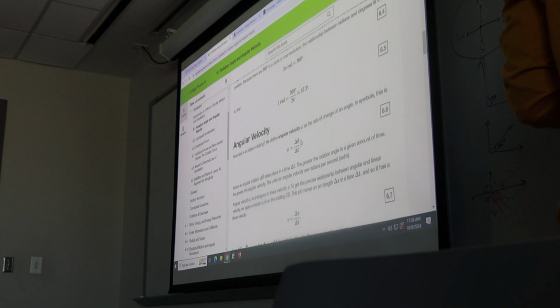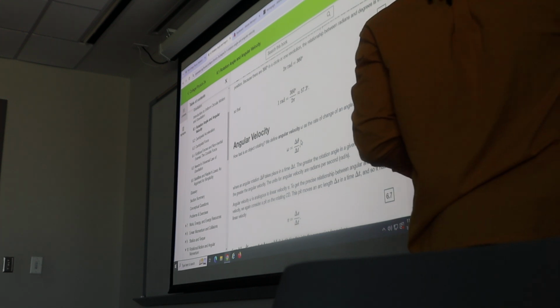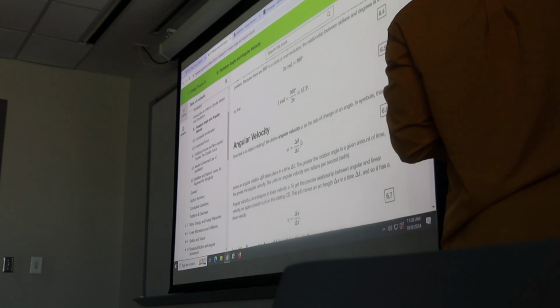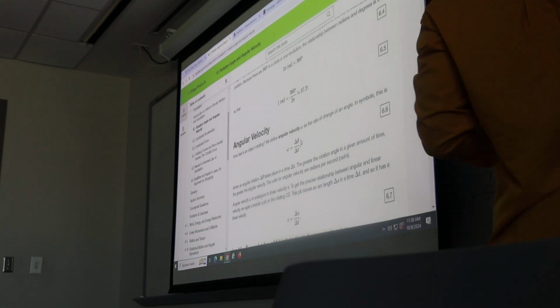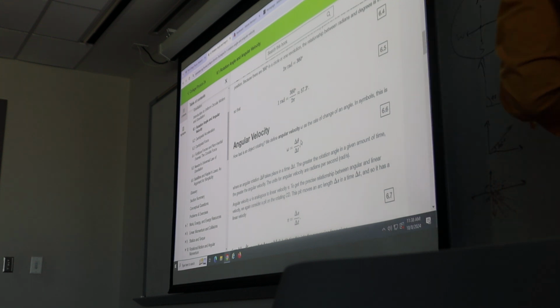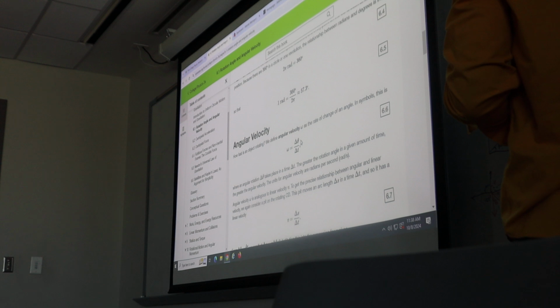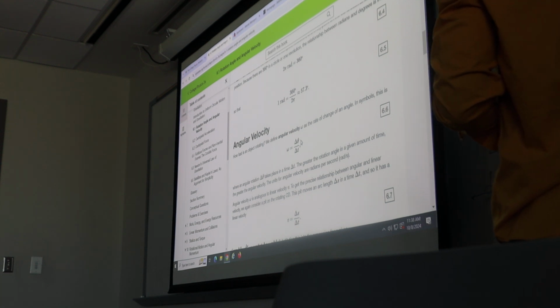I found out something. I was researching about those radians and degrees. 7.66. So 2 pi equals 1 revolution. This would be revolution per second.